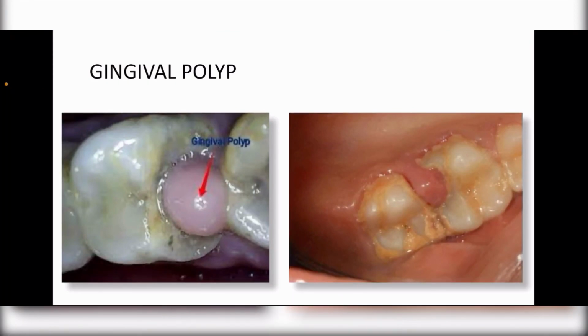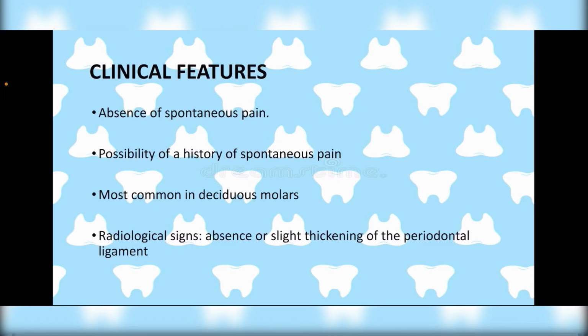The causes can be acute or chronic. It starts acute or chronic, with an open cavity and a wide apical foramen in children. The clinical features are the absence of spontaneous pain because it's chronic, like we said, and the possibility of a history of spontaneous pain when it was acute, most common in deciduous molars, like we said earlier. The radiological signs are absence or slight thickening of the periodontal ligament.